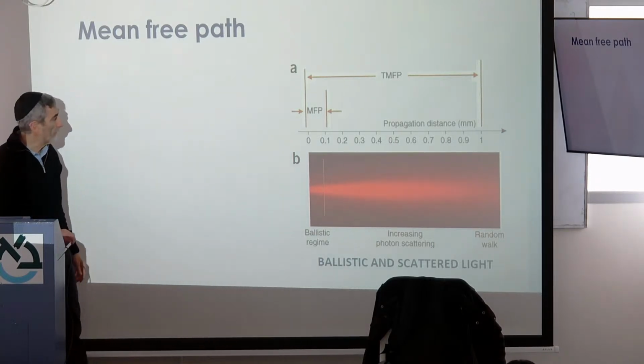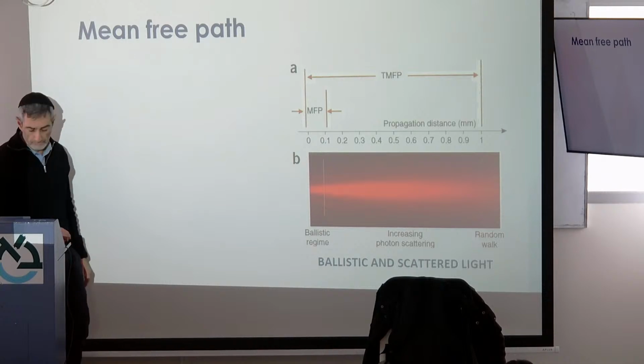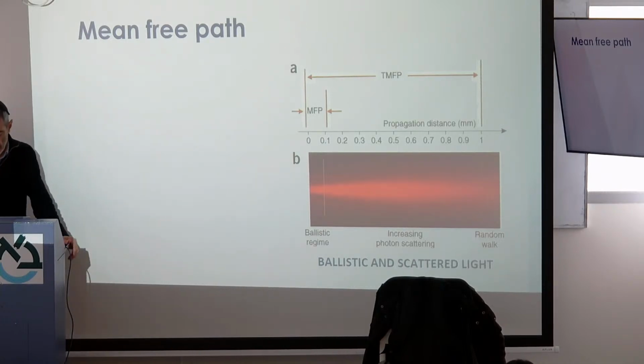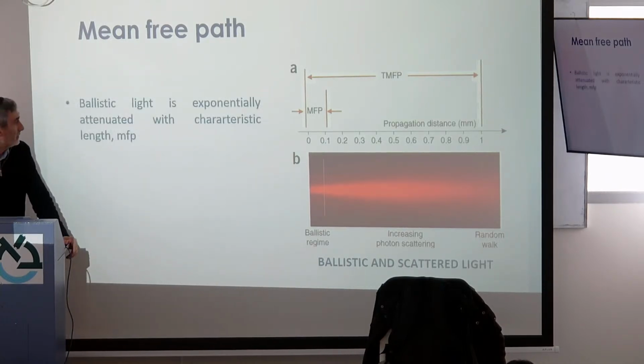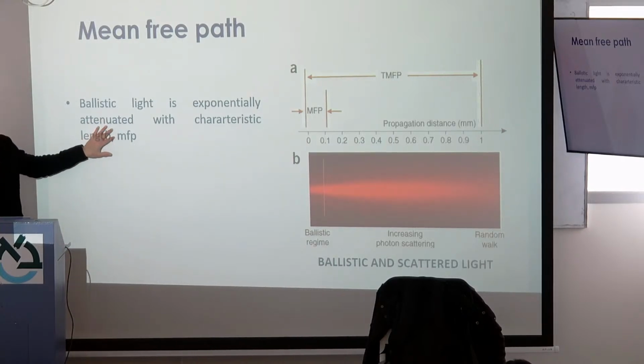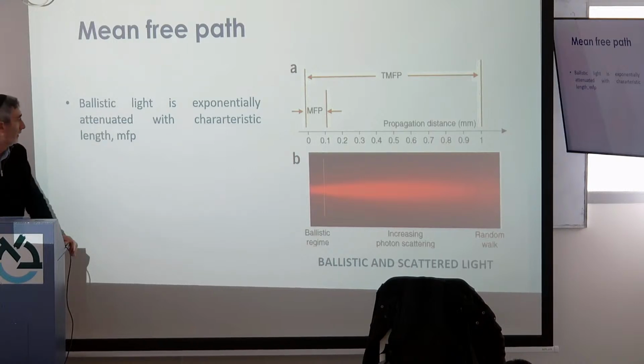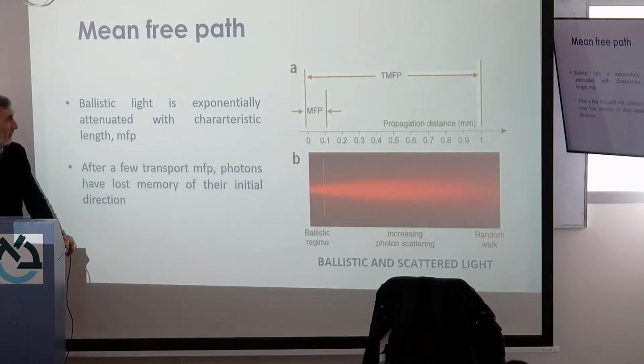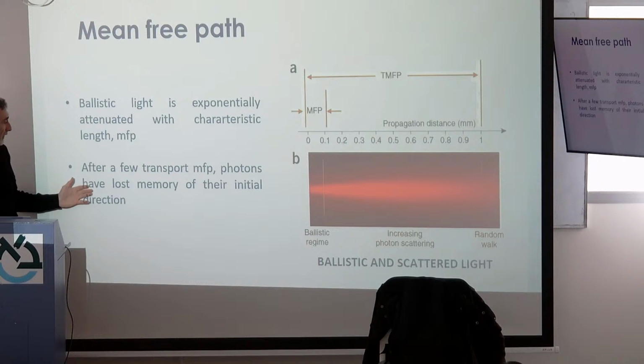So what is the limit for the ballistic light? The ballistic light is exponentially attenuated, that's the Beer-Lambert rule that I showed you before. What about the diffusive light? This is defined by the transport mean free path, and the idea is that after a few transport mean free paths, photons have lost memory of their initial direction.